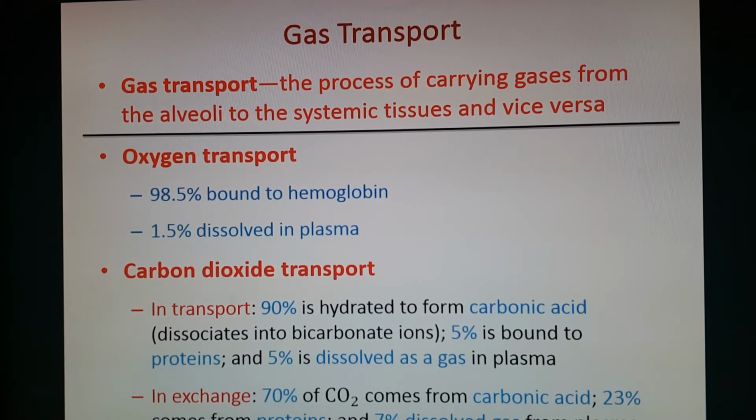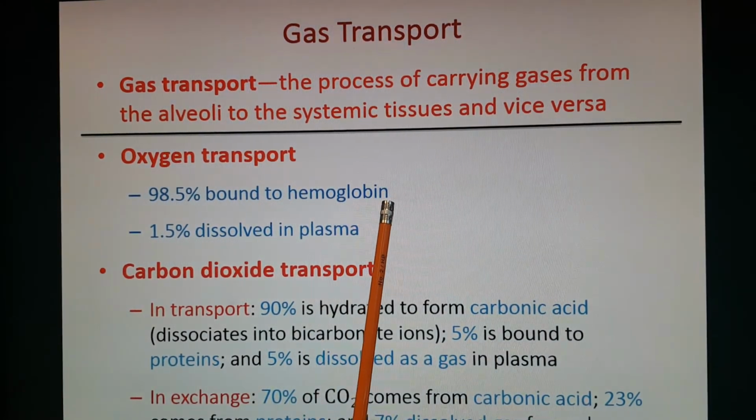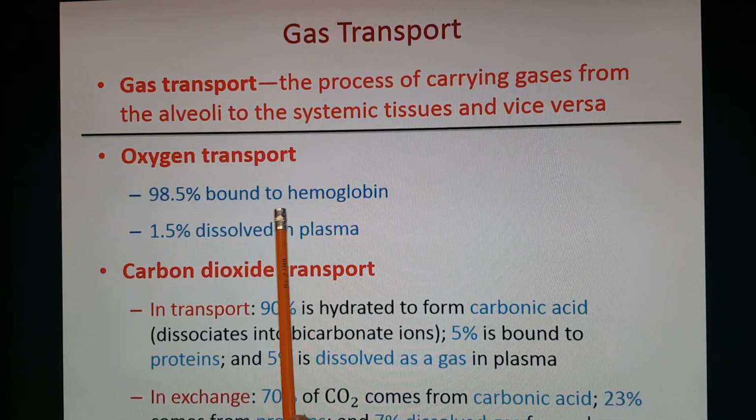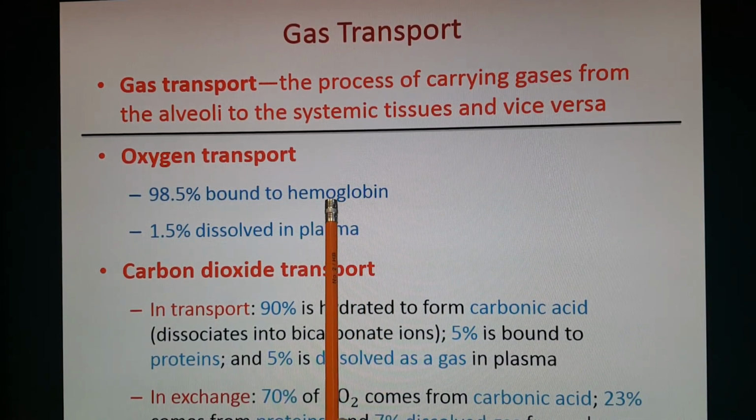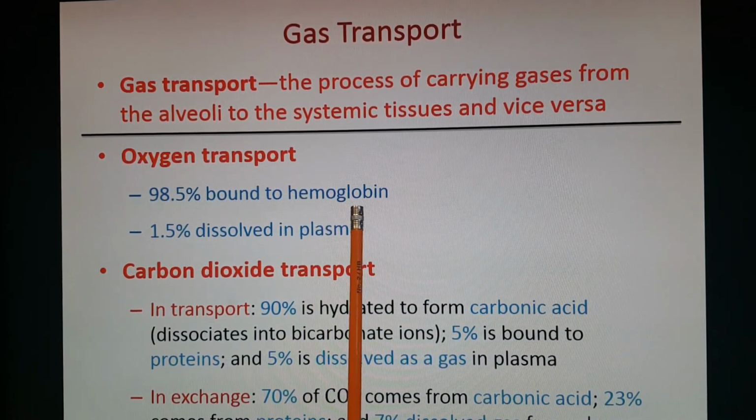That carbon dioxide, once your carbon dioxide has been transformed into carbonic acid, it dissociates into bicarbonate and hydrogen ions. The rest of your carbon dioxide is either bound to proteins, so proteins that are in the plasma itself, or bound to the globin portion of hemoglobin. So the oxygen binds to the heme portion. The globin portion has your CO2. So your hemoglobin can actually transport both oxygen and CO2 at the same time, since they're not competing for the same space.